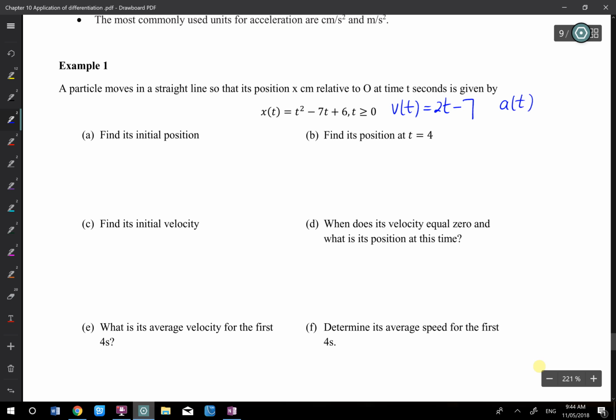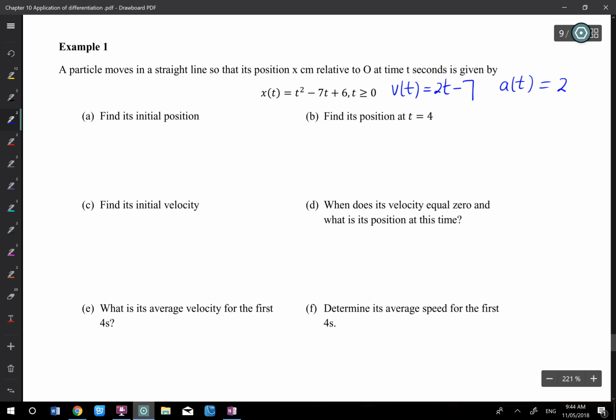Also, at the same time, I can find at. At will just be 2, because it is a uniform acceleration. We find at. Because we differentiated vt, we got 2 only.